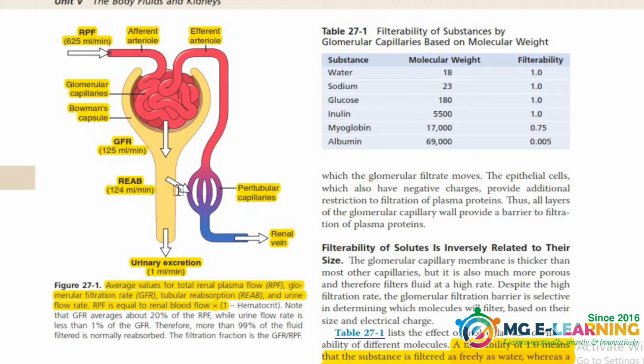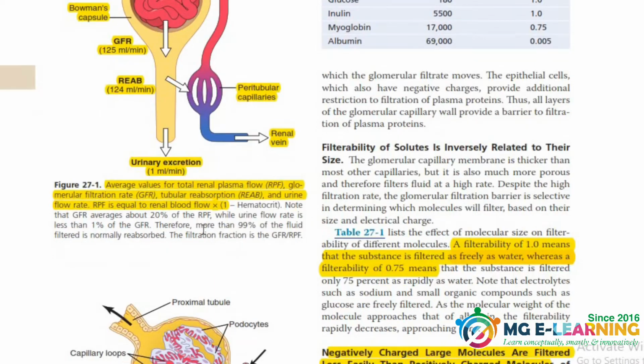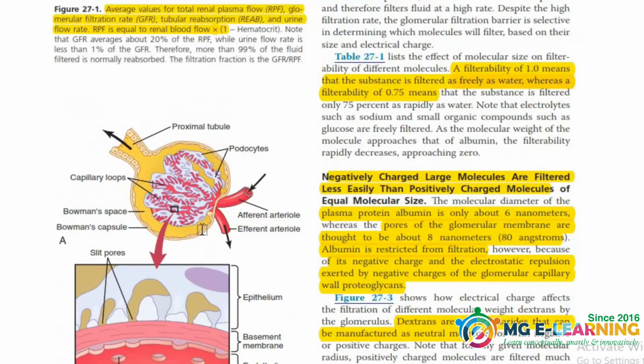Urinary excretion is also important for your SCQ. You have to write about urinary excretion rate. This is an important diagram. Then this diagram is coming further. You have to do it from there.